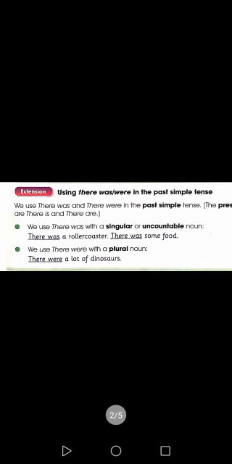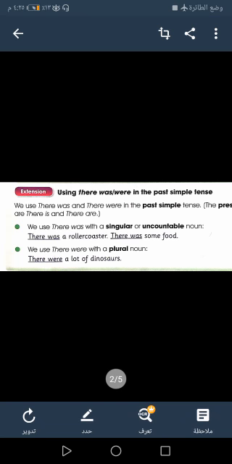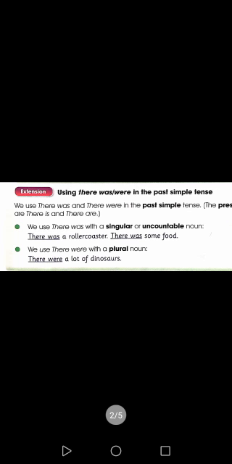The second green label, we use there were with a plural noun. Plural noun or plural form is used to talk about more than one person or one thing. In the example, there were a lot of dinosaurs. Here we used were because we have a plural noun. Dinosaurs, it's a plural word.